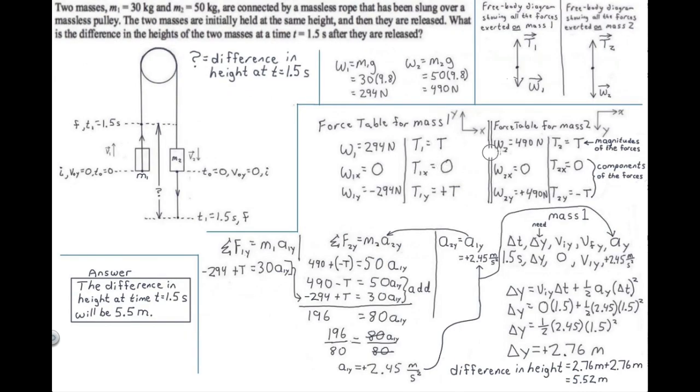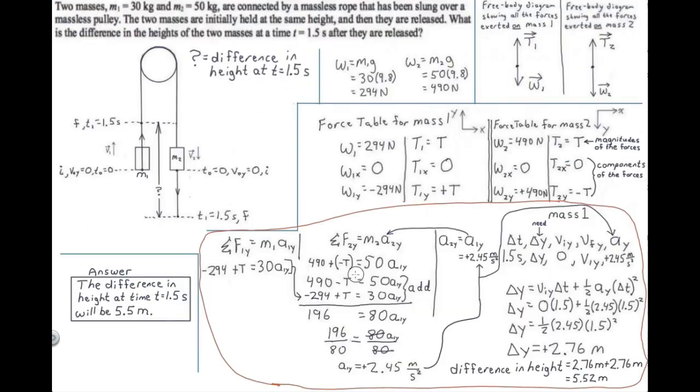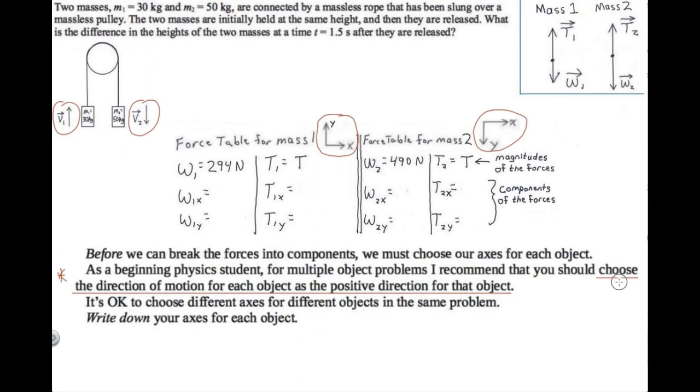Now let's do a recap of our work on this problem. Based on the concepts that were mentioned in the problem, we expected to apply both Newton's second law and general one-dimensional kinematics to solve the problem. If there's enough room on your paper, arrange your Newton's second law equations and your kinematics work in adjacent columns. It simplified our solution to choose the direction of motion for each object as the positive direction for that object. For this problem, that meant choosing different y-axes for mass 1 and for mass 2.